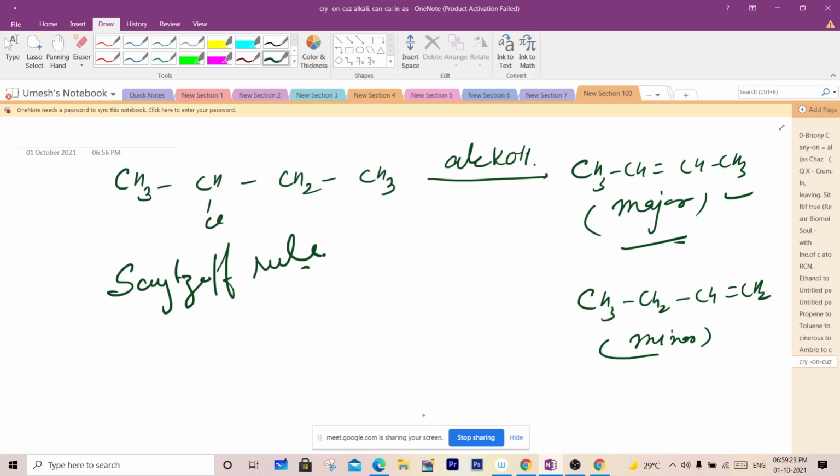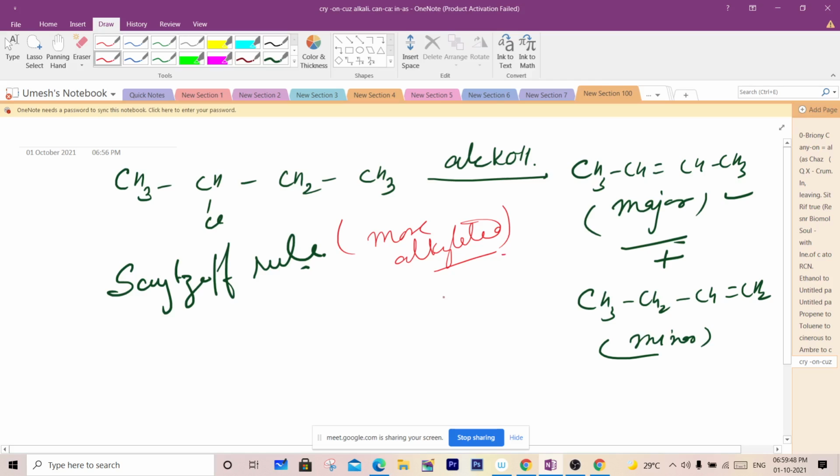The H atom is eliminated from the beta carbon having less number of hydrogen atoms. No, no. Whenever there are two possibilities of alkene formation, then that alkene will be formed that is more alkylated. I'm using the word more alkylated. That will be the major product. Here the double bond is alkylated from two sides, and here it is from one side.